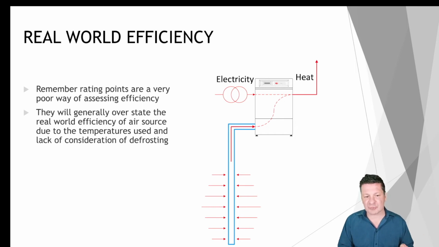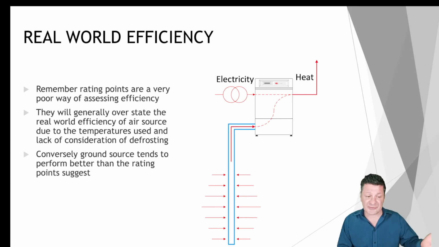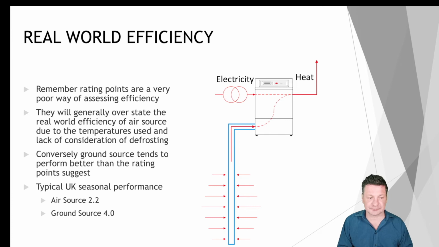The other point on air source is that when the weather is cold, not too cold, and the air is damp, then there'll be frost forming on the coils of the air source, and that needs to be defrosted or the air can't get through. So that will have an effect on efficiencies also. And as I said, ground source tends to perform better over a seasonal basis than the rating points would suggest.